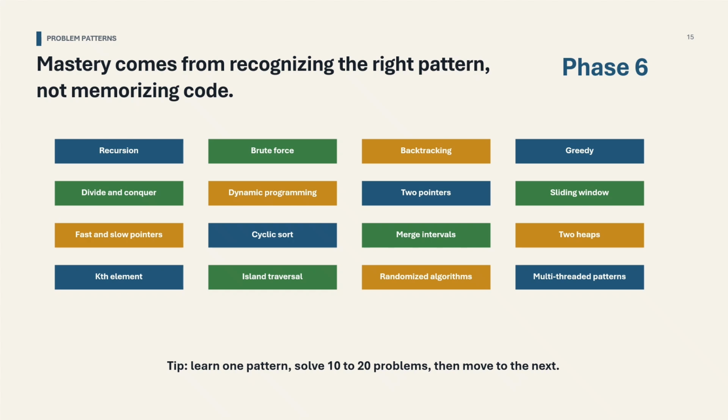Then learn brute force. Brute force means trying all possible solutions. It is usually not efficient, but it helps you understand the problem. After brute force, learn backtracking. It is used when you build a solution step by step and undo choices when they do not work. It is used in problems like n-queens, Sudoku solver, permutations, combinations, and subsets.